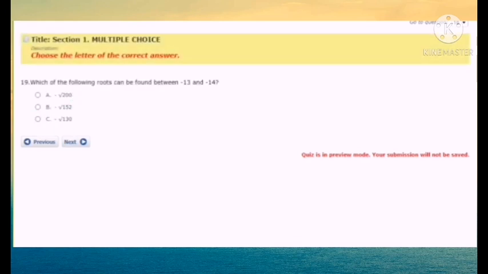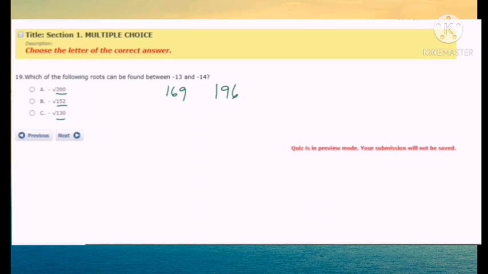Number 19, which of the following can be found between negative 13 and negative 14? Okay, so if I square 13, that is 169. And square 14, that's 196. So which of these radicands can be found between 169 and 196? But if you look here, actually there's none. Okay, so in number 19, there's no correct answer here. So this will be given as a bonus actually.